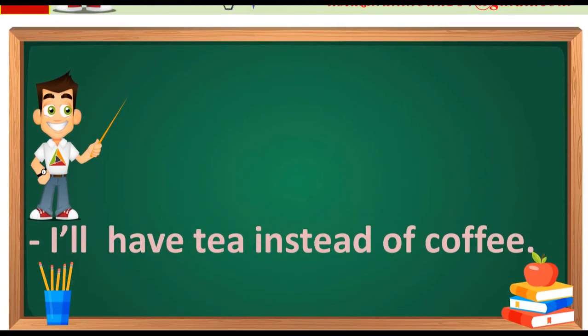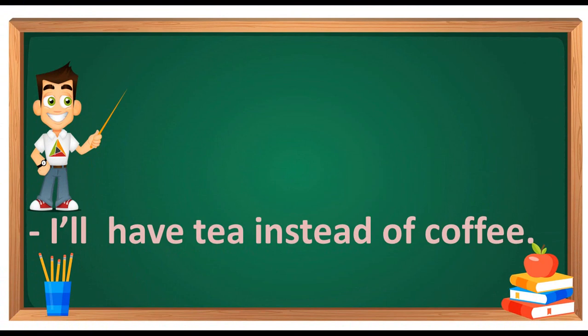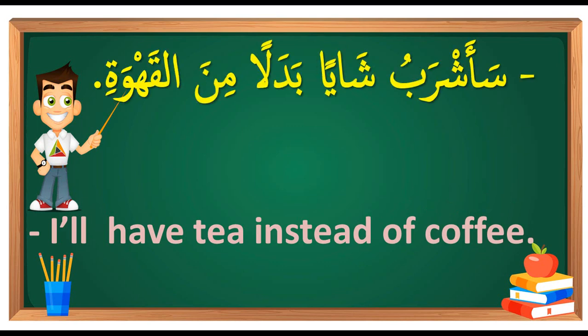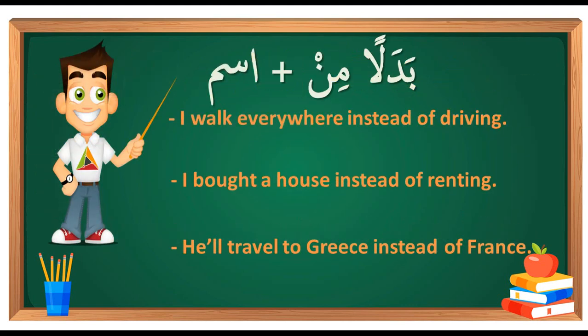And let's see an example. How to say in Arabic, I will have a tea instead of coffee. So we say سأشرب شايا بدلا من القهوة. سأشرب شايا, I will have tea, بدلا من, instead of, القهوة, coffee. Okay, so "instead of" means بدلا من, and after it you add اسم, a noun.